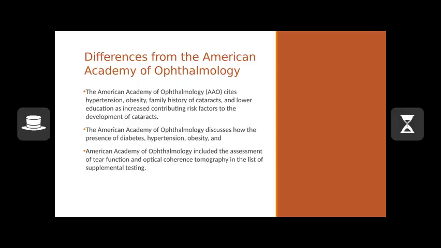The American Academy of Ophthalmology included the assessment of tear function and optical coherence tomography in the list of supplemental testing. So the American Optometric Association did include a list of supplemental testing, but I noticed that tear function and optical coherence tomography was not on that list. So those are just some key differences that I noticed.